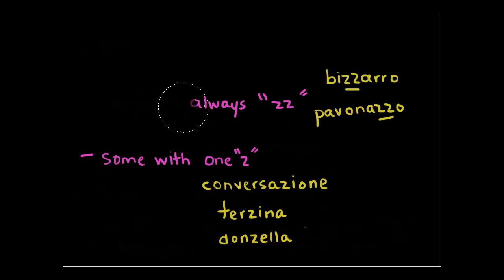Okay. So our next sound is pretty similar. It is the Z sound. And we've already looked at one spelling, which is just Z. But there are a couple other spellings. So the sound is Z. And mostly it's actually going to be spelled with an S in Italian.